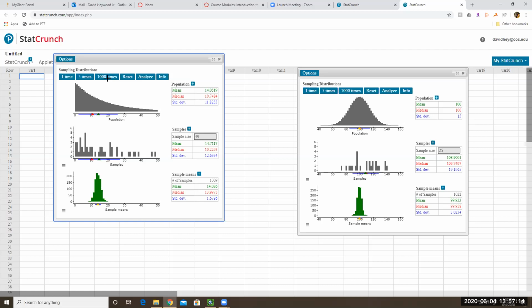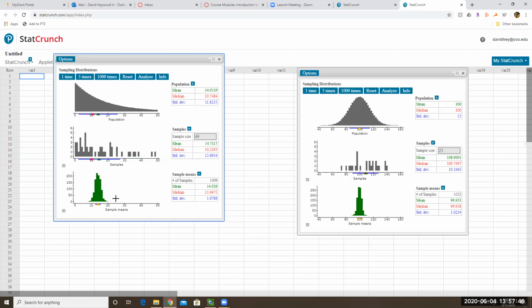Notice the shape of that distribution. This isn't skewed right anymore. This is bell-shaped. When our sample size got larger, the distribution of the sample means became bell-shaped. That's what the central limit theorem says will happen. And that's why we're justified to go ahead and use the normal calculator when we're computing probabilities involving sample means, as long as our sample size is large enough.